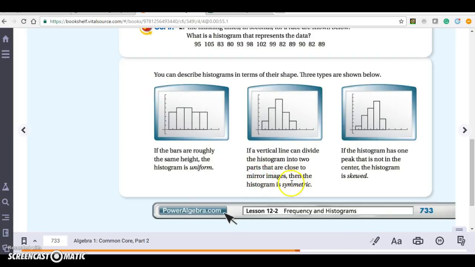If a vertical line can divide the histogram into two parts that are close to mirror images, then the histogram is symmetric. So if I go straight down the middle, they look almost the same on both sides. We call it symmetric.